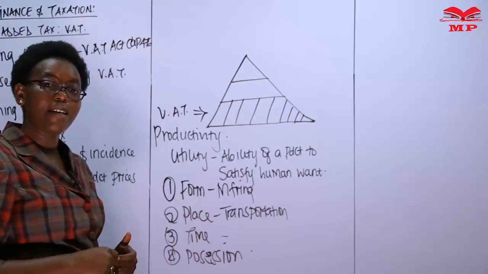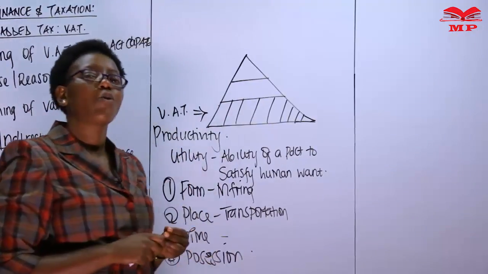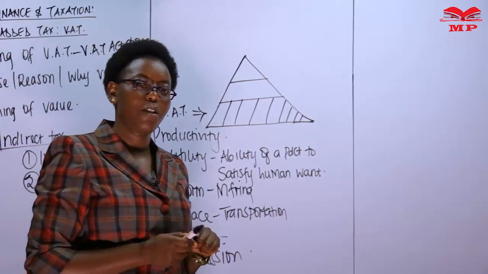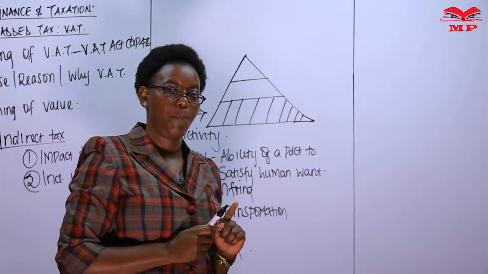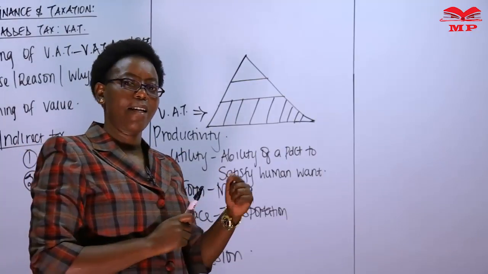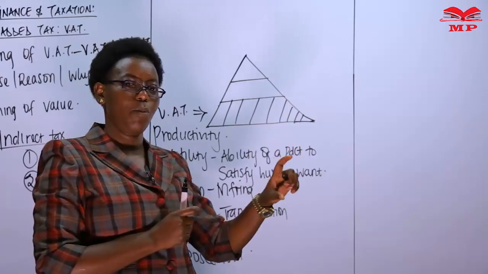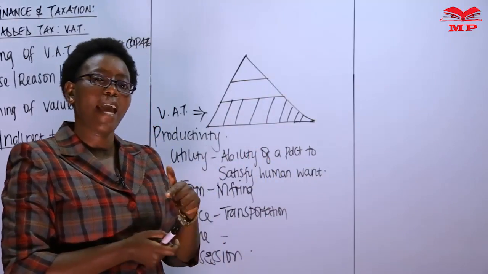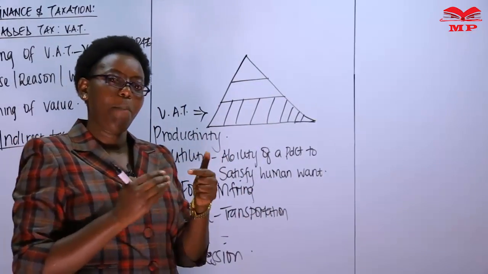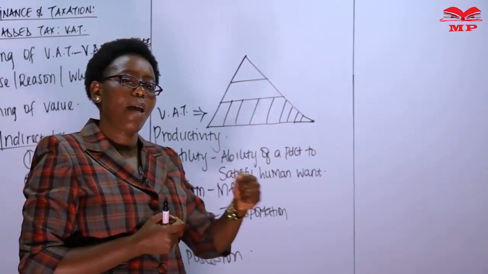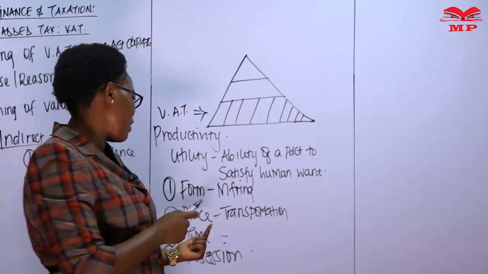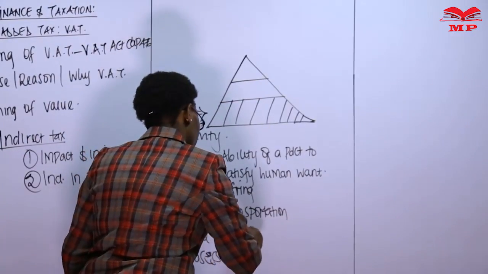Time utility is created, or it occurs, when you bridge the time gap between the time of production and the time of consumption. For example, we know that most of the products have an expiry date, meaning that there is a time period between when that product was produced and when the product is supposed to have been consumed. So when you bridge that time gap between the time of production and the time of consumption, we say that you have created time utility. And you do that through warehousing or storage.